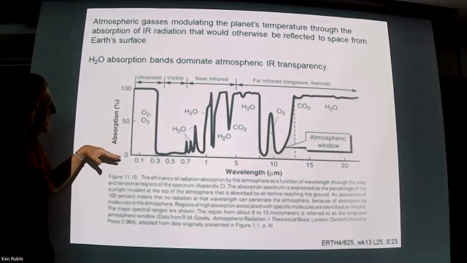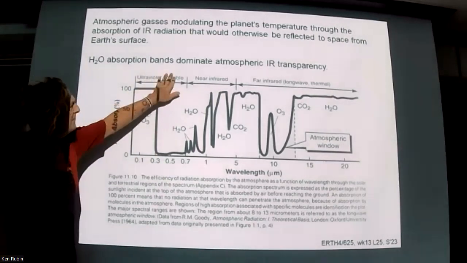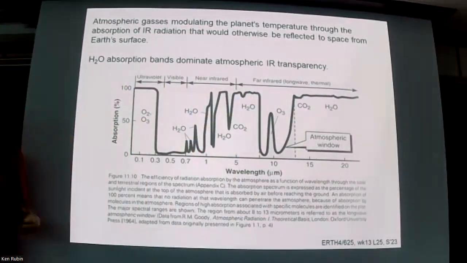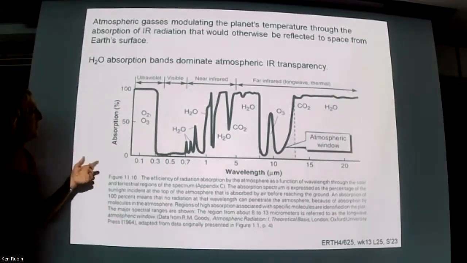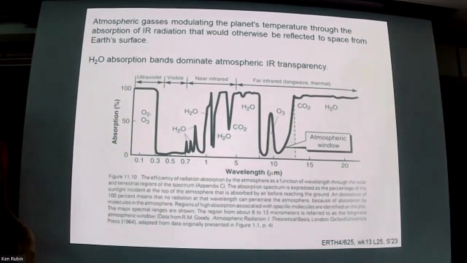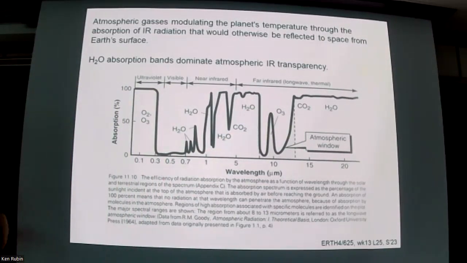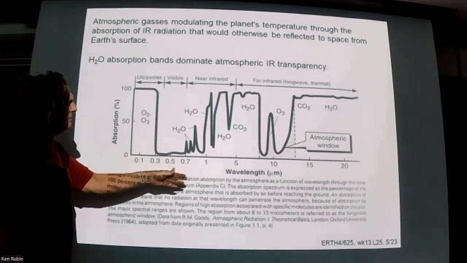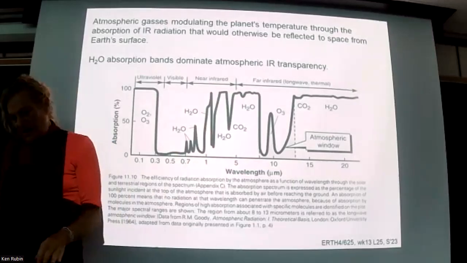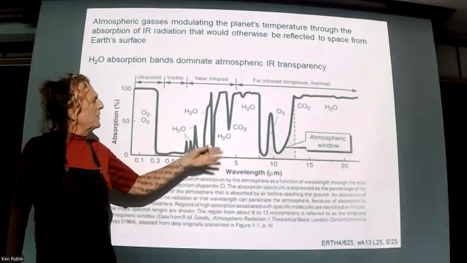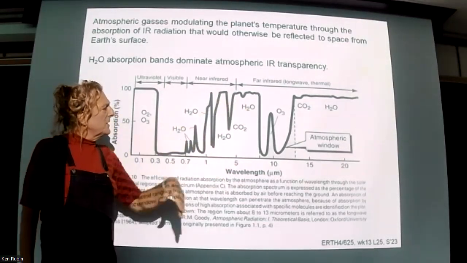So this is the wavelength of light that hits the planet: ultraviolet, visible, near infrared, far infrared, and the amount of absorption by various gases. And you can see that water and carbon dioxide do a lot of absorption of infrared light, which is responsible for heating on the planet. And these are natural gases that have risen and fallen on Earth in response to climate conditions. We've talked about positive feedbacks before. When the planet gets hotter, it evaporates more water and puts more water vapor into the atmosphere.